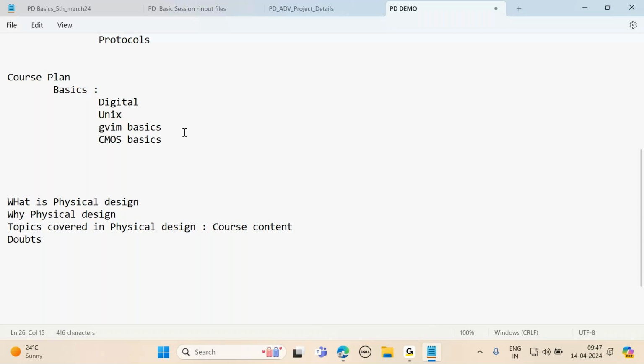You already learned CMOS basics, but still we'll cover CMOS basics. Like what do you mean by semiconductor? What is P-type? What is N-type? What do you mean by FET, field effect transistor? What is NMOS? What is PMOS? What is CMOS? What do you mean by layout? How to draw different CMOS circuits? So all those concepts are covered in CMOS basics.